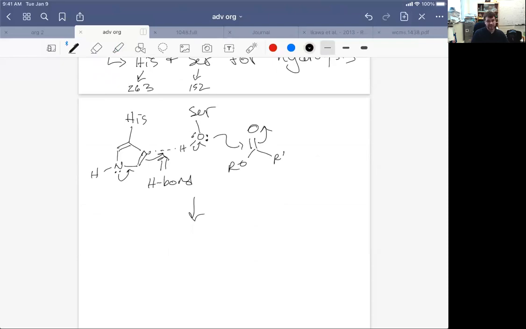All of that is necessary because on their own, OHs from serine aren't able to add into carbonyl. So it's the facilitation by the neighboring imidazole that gets us there. Okay, so then we have to redraw our mini active site again.